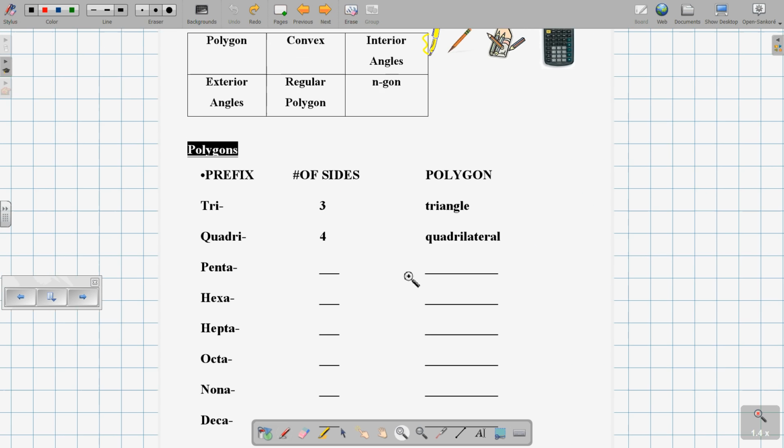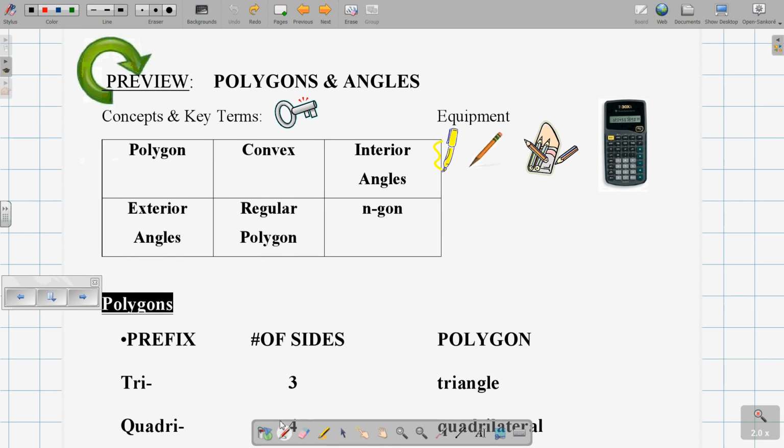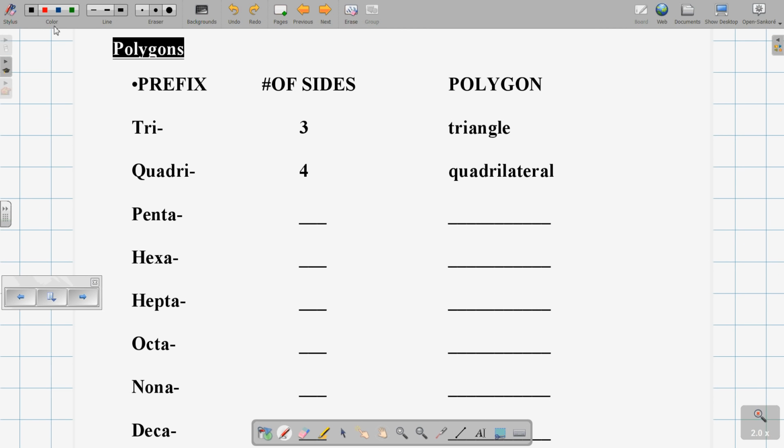All right, for the next unit, we are finally going to graduate to shapes with more than 3 sides. Here are the keywords: polygon, convex, interior, n-gon, regular polygon, exterior angles. You need to be familiar with these prefixes.